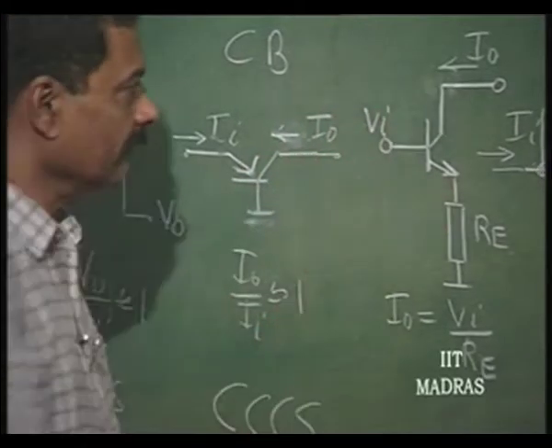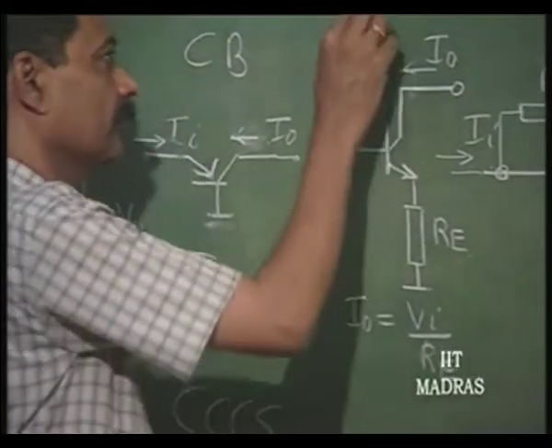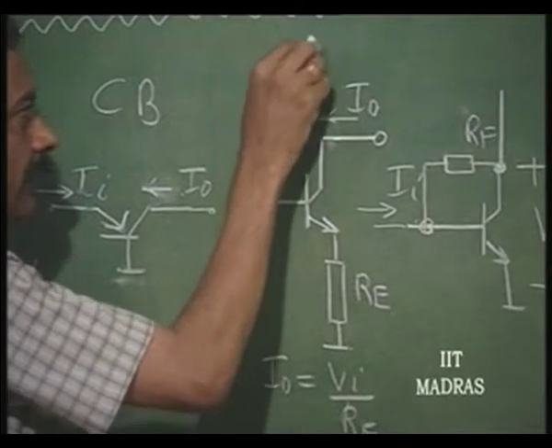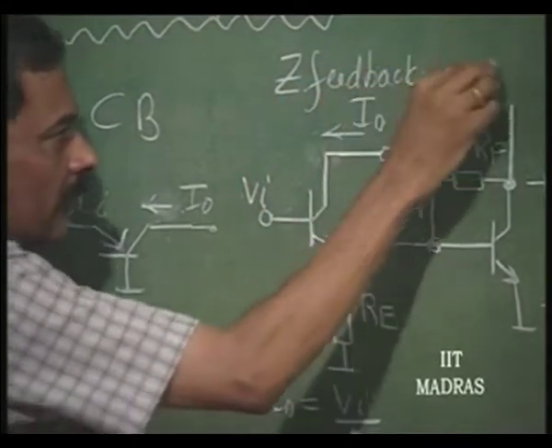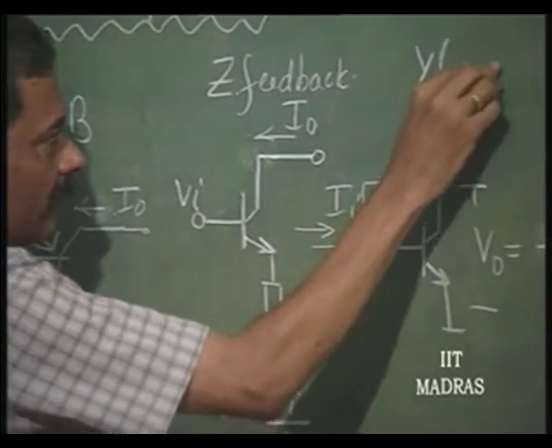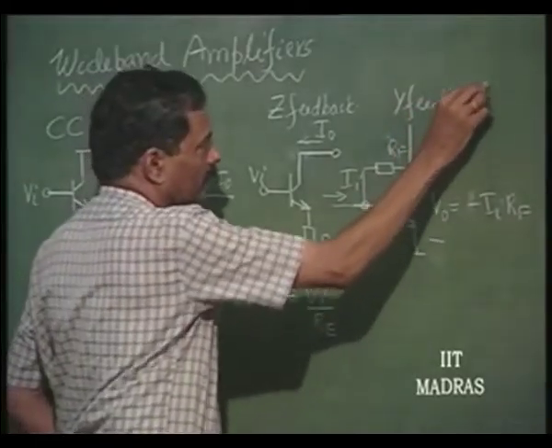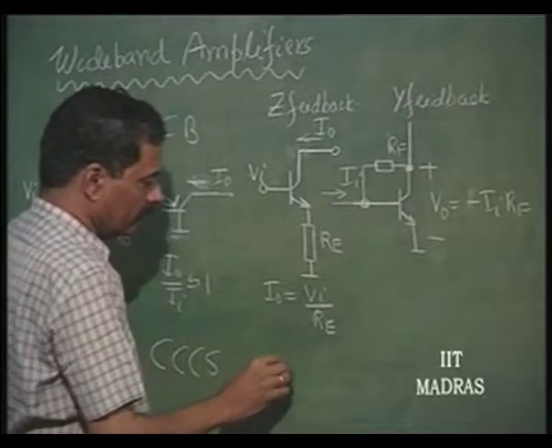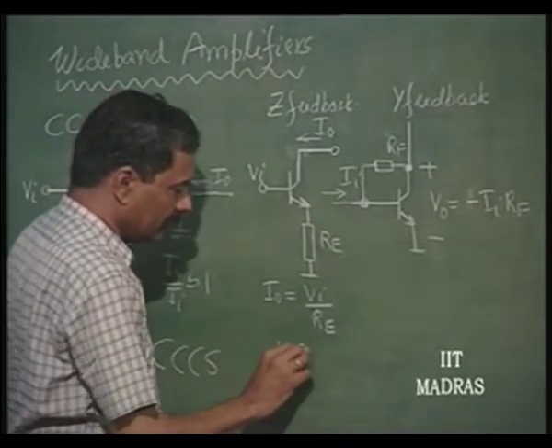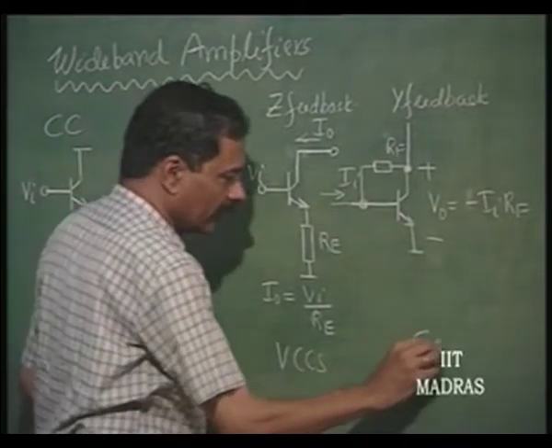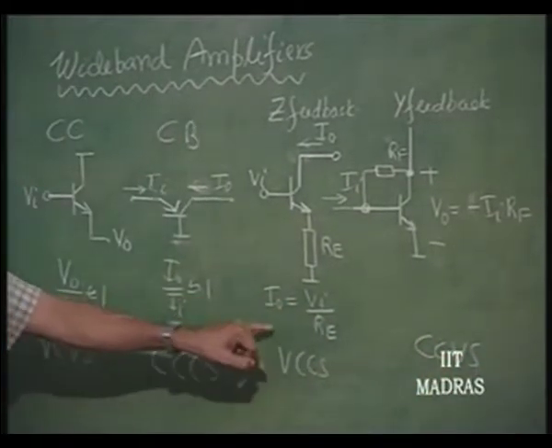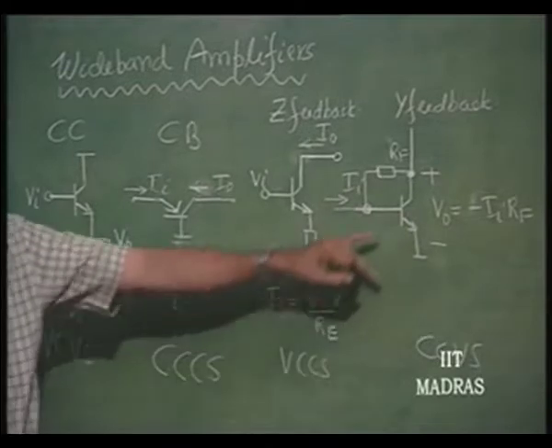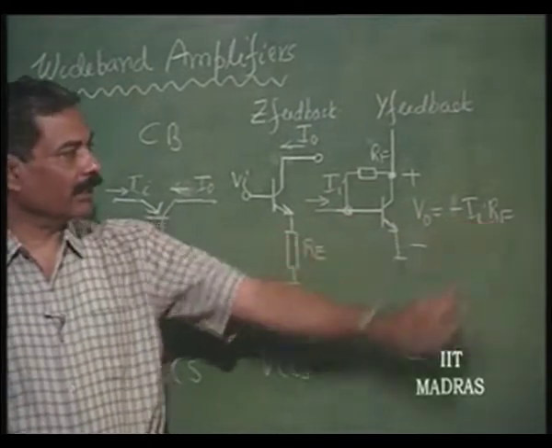Again, here we have Z feedback, this is Y feedback. So, this is a voltage controlled current source, and this a current controlled voltage source. Correspondingly, the transfer parameters are written here. I naught is V I by R E, V naught is equal to minus I I R F.